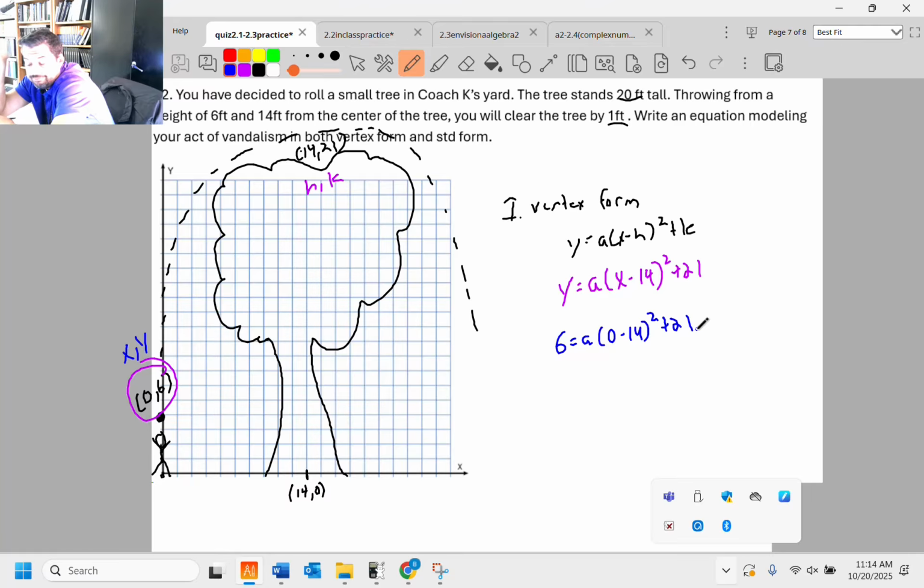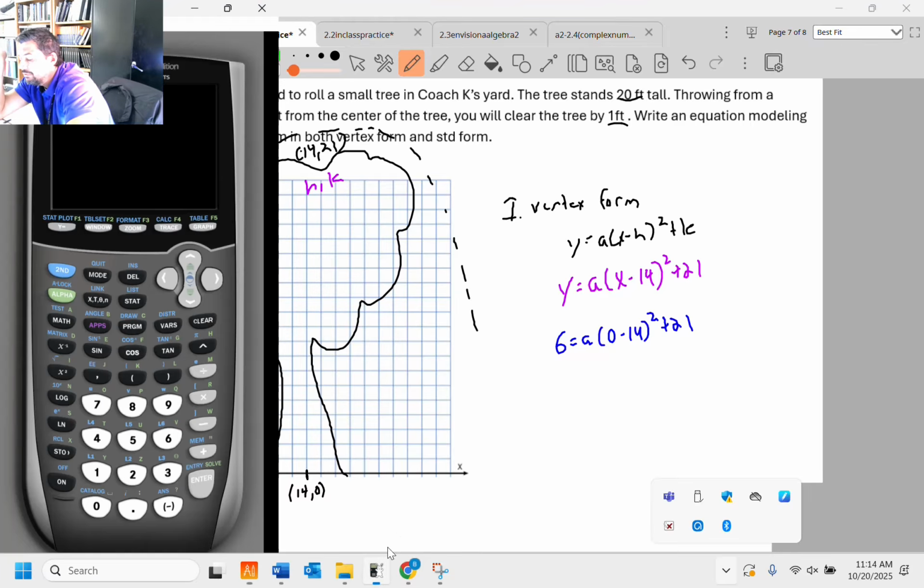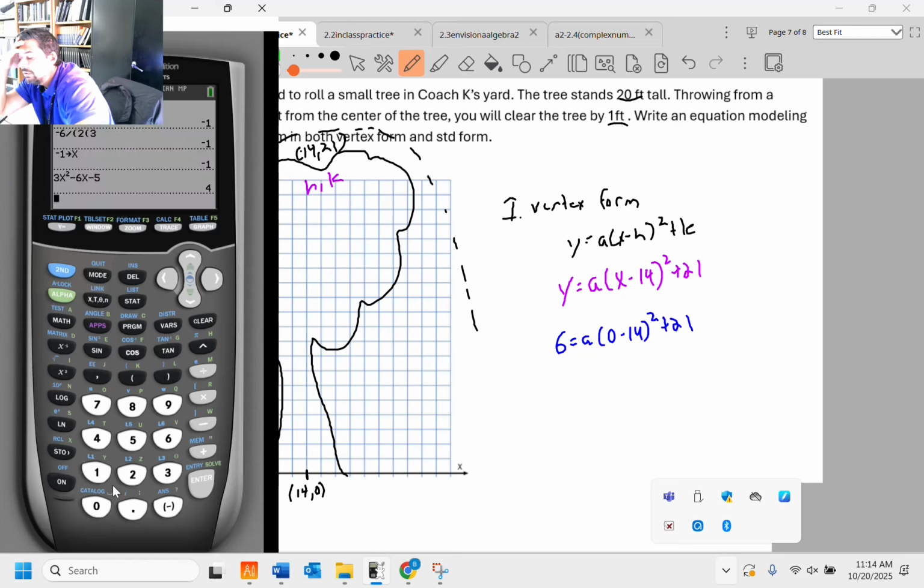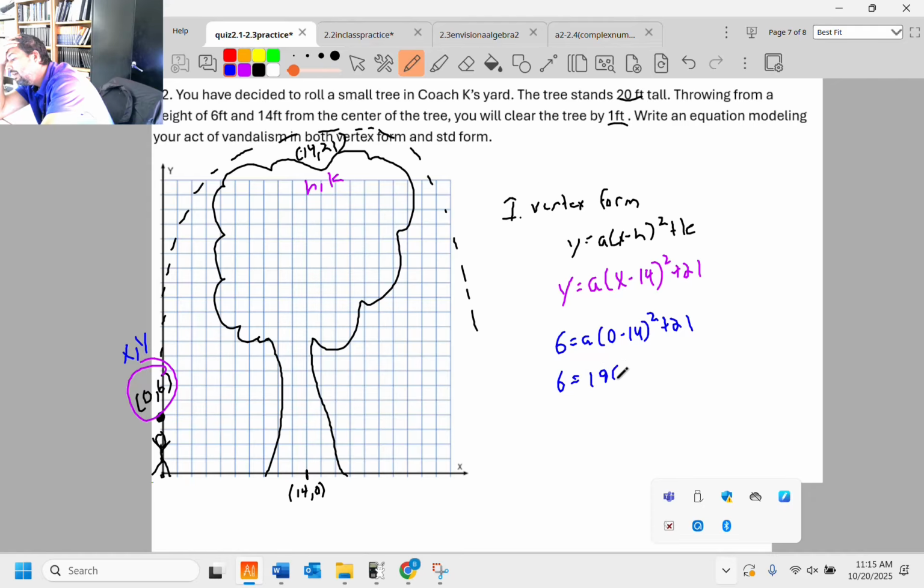Now, of course, if you don't know what 0 minus 14 squared is, I guess you can push buttons. Should be 196, but what do I know? I am pretty tired today. There's 0 minus 14, and that square key gives 196. So 6 equals 196a, and then plus the 21. And now we're going to do some two-step algebra. We're going to subtract the 21. 6 minus 21 is negative 15. And then we're going to divide out the 196.